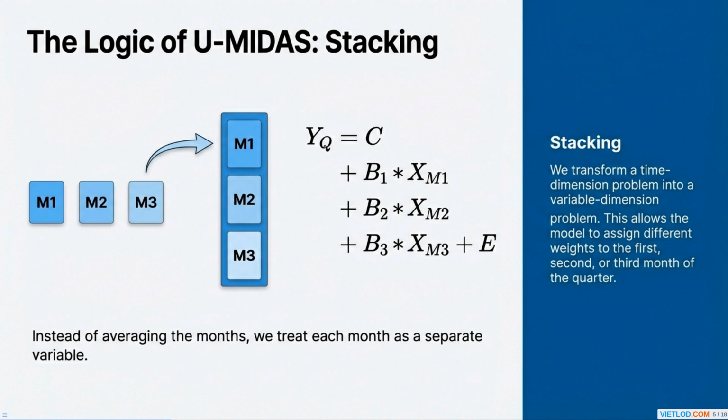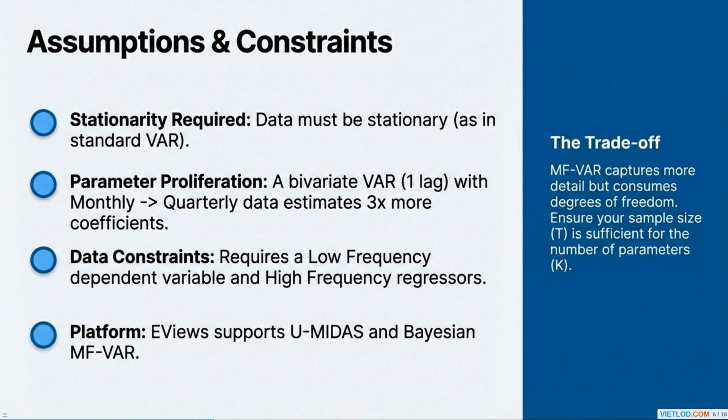The core innovation of U-MIDAS is a clever technique called stacking. Instead of compressing the time dimension by averaging, we expand the variable dimension. We transform a time dimension problem into a variable dimension problem. This allows the model to assign different weights to the first, second, or third month of the quarter, as shown in the equation YQ equals C plus B1 times XM1 plus B2 times XM2 plus B3 times XM3 plus E. This means we treat each month as a separate variable rather than averaging them.